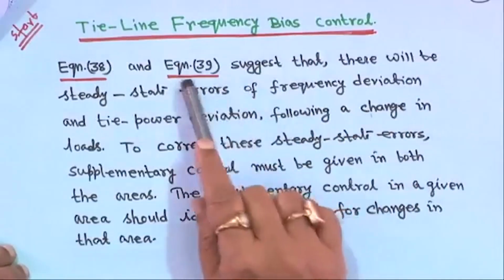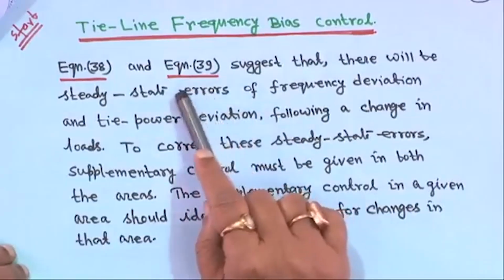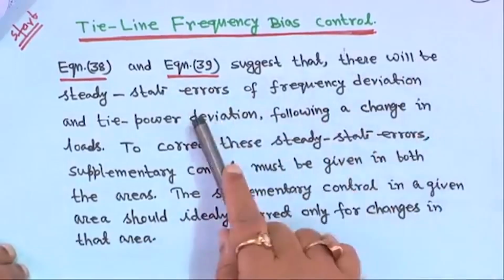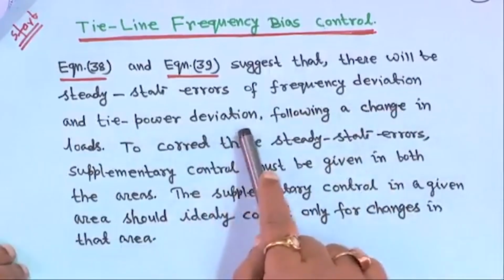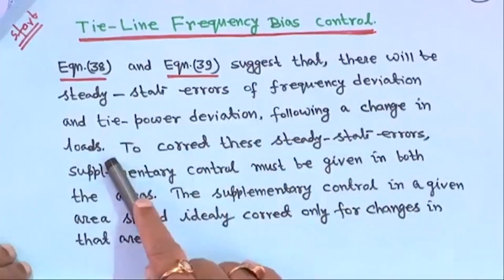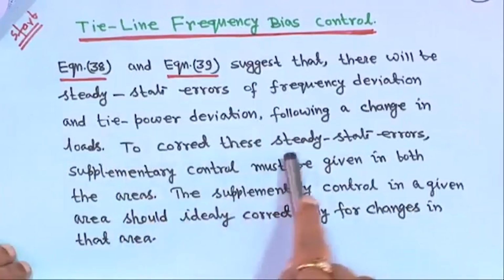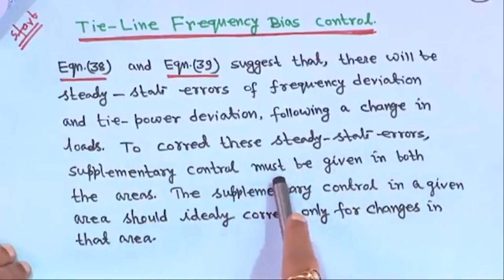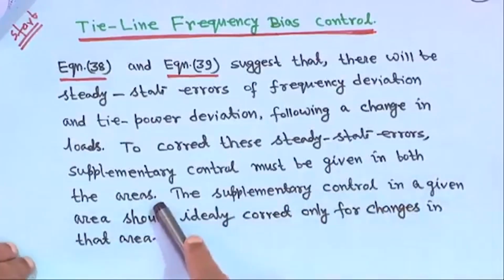So, equations 38 and 39, the previous two equations, suggest that there will be a steady state error of frequency deviation and tie power deviation, which I told you, following a change in the load. Now, to correct this steady state error, supplementary control must be given in both the areas. Supplementary means an integral control action.